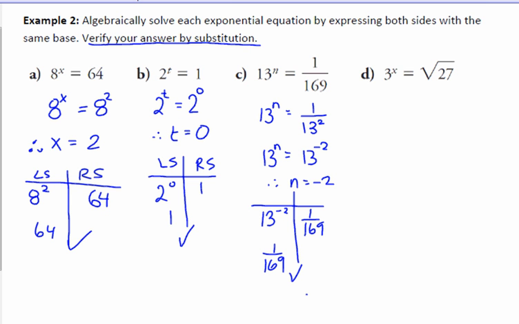Okay, oh, we should probably do this one together. Okay, we're going to make it a 3, yeah. Before we do that, there's a few ways we can approach this. We can make it a base of 3 first, or we can get rid of the square root first. What would you like to do? Square root.